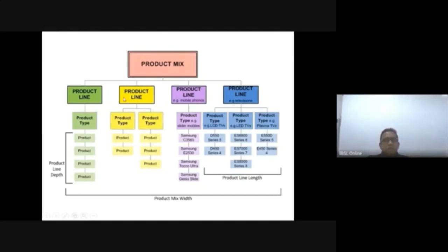Take a product line, say a bank: personal loan, housing loan, credit card, internet banking, and it can go on like that. There may be other product lines. And the depth is how many product types you have within the product line.